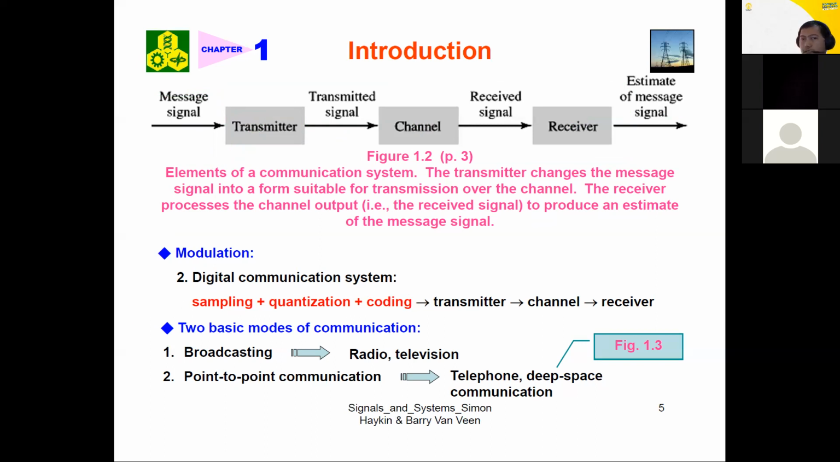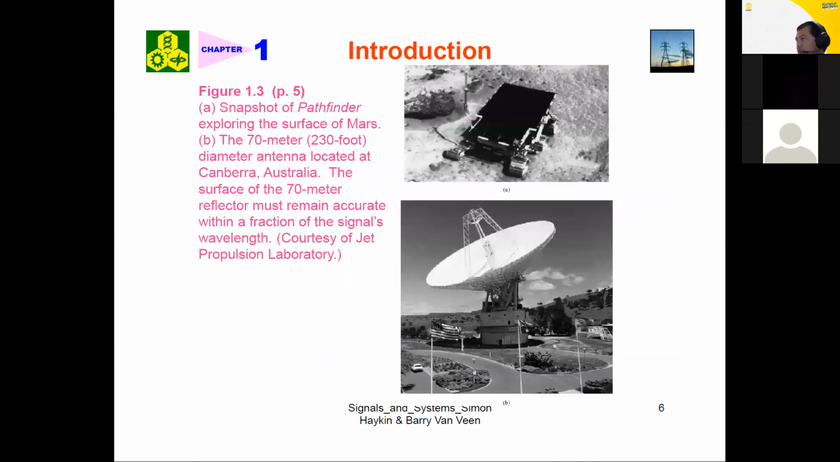Another is about the sampling and quantizing and coding. This is a kind of analog to digital conversion. Also, we can call it a system. This is a kind of device in the communication system.